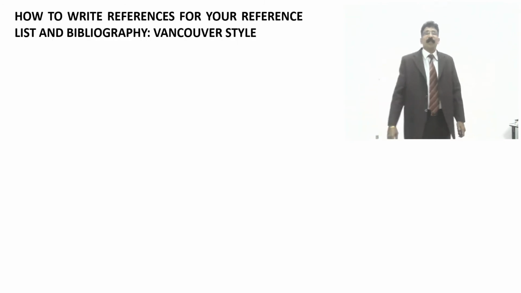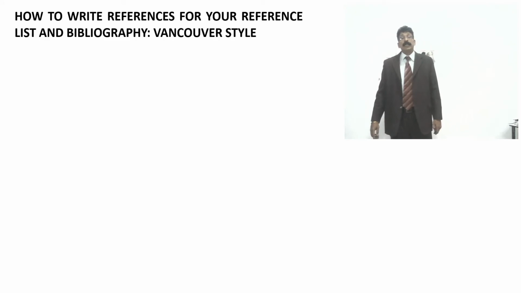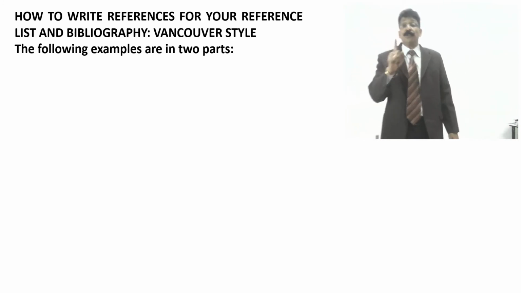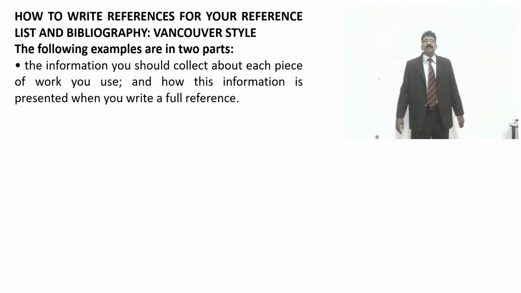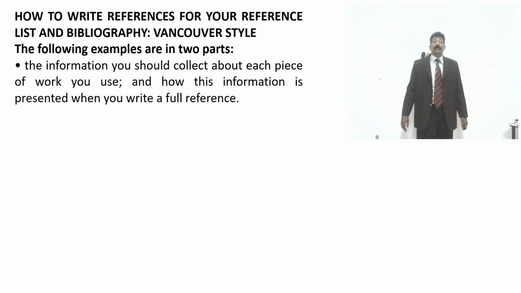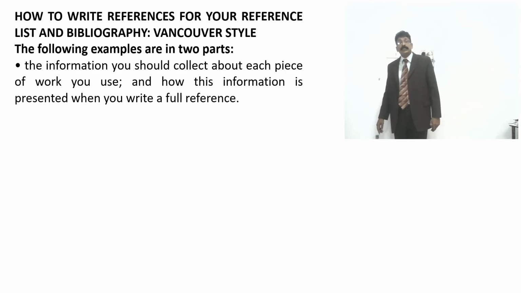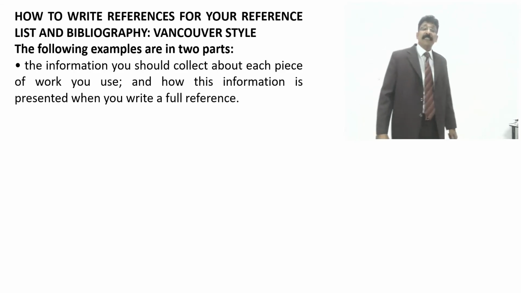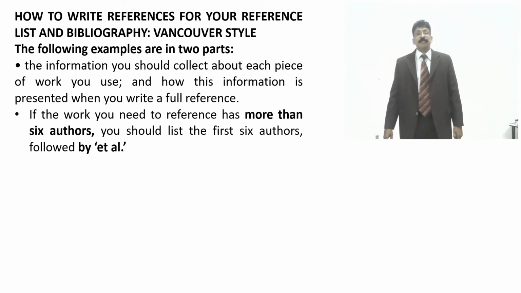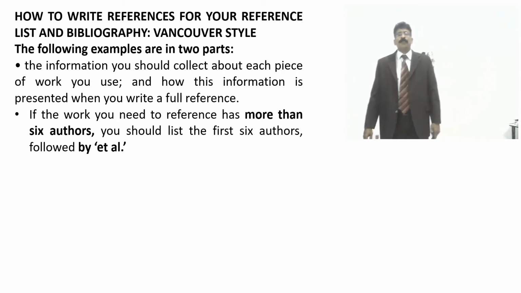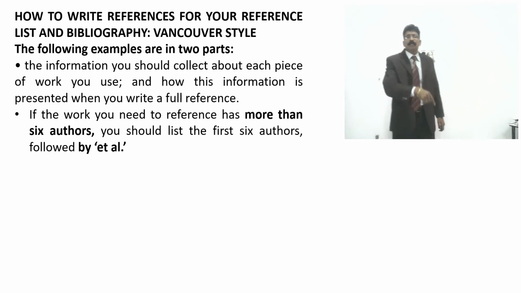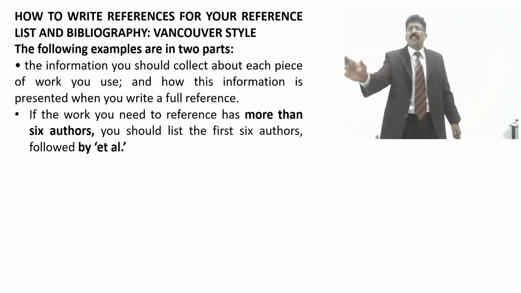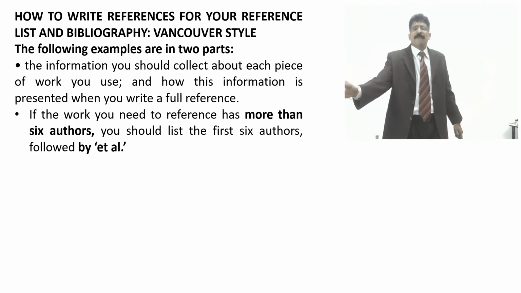How to write the reference for your reference list and bibliography? By Vancouver style, which we are following. This will be helpful for you to see your references. The following examples are in two parts: the information you should collect about each piece of work you use, and how the information is presented when you write a full reference. If the work you need to refer to has more than 6 authors, you write only 6 and add et al. That is the rule you have to follow. List the first 6 authors and just add et al.